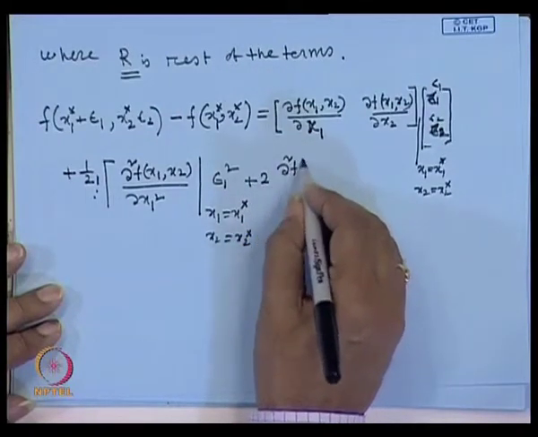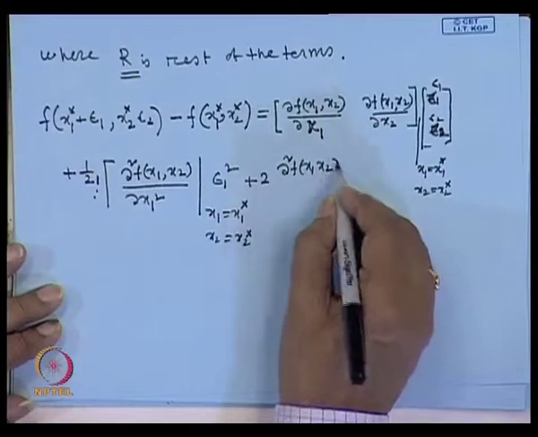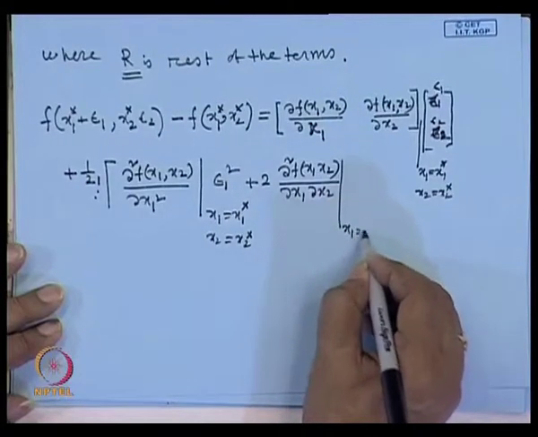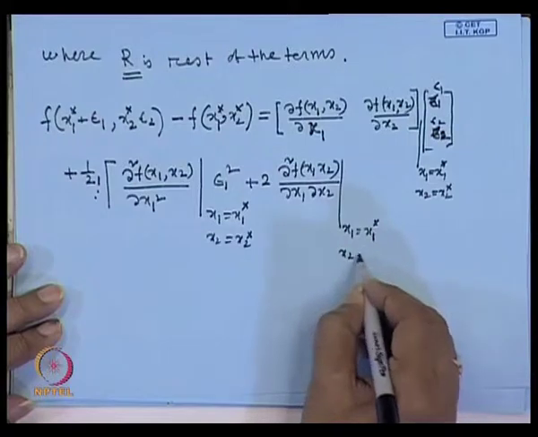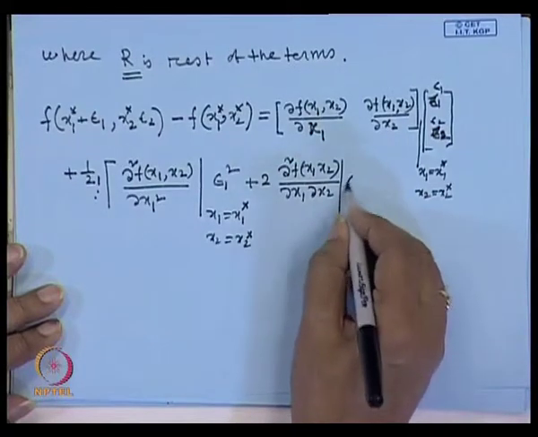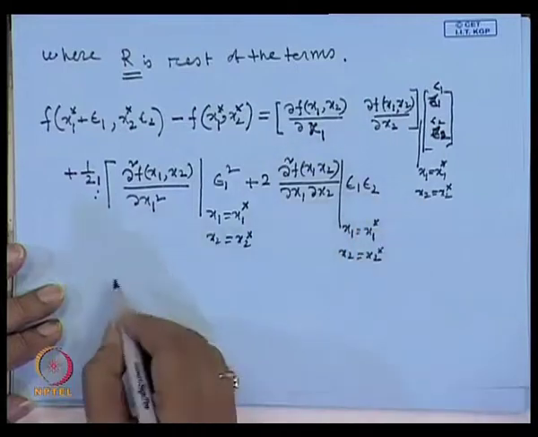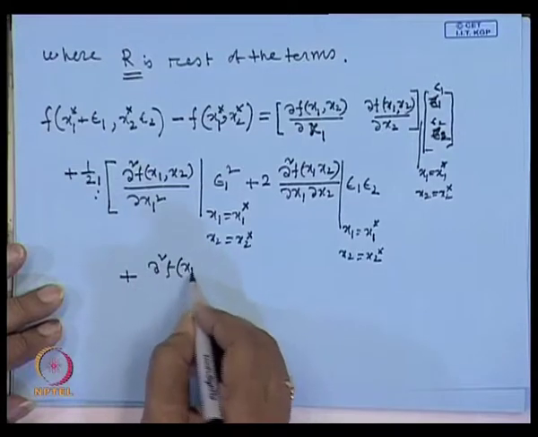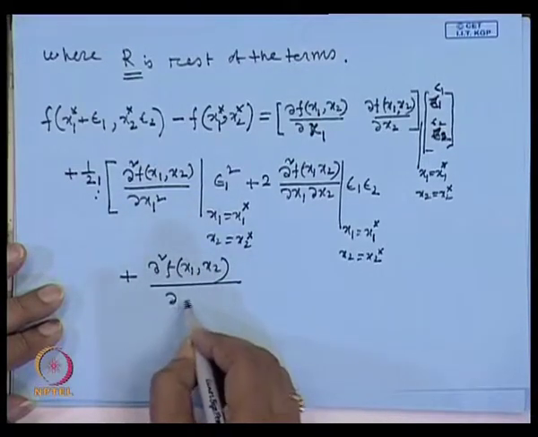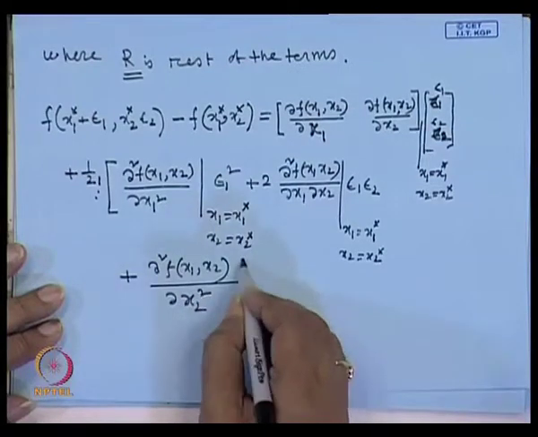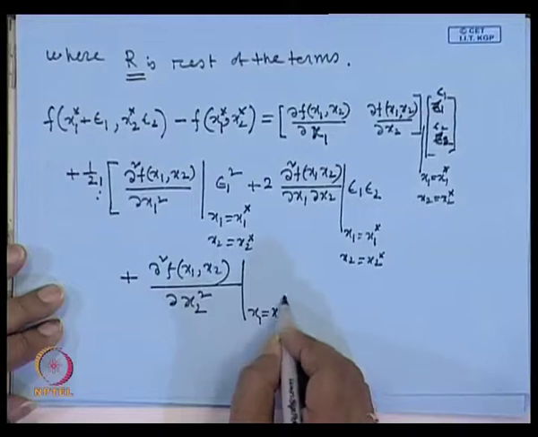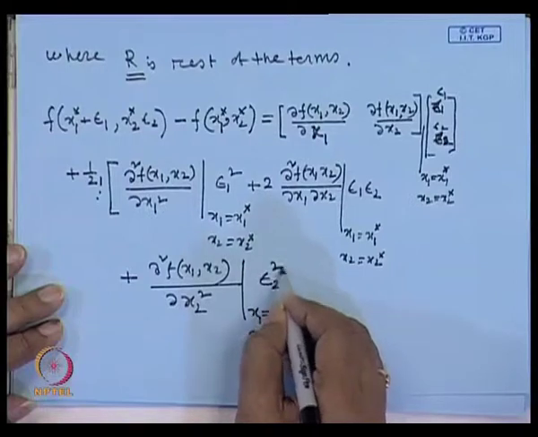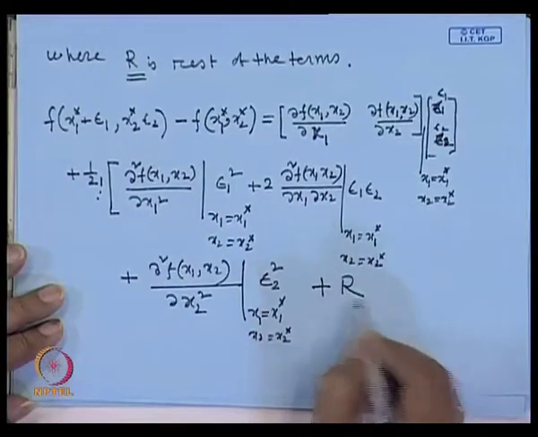Next is 2 times del square f by del x1 del x2, with x1 equal to x1 star and x2 equal to x2 star, multiplied by epsilon 1 and epsilon 2, plus del square f by del x2 square, differentiating with respect to x2 twice, with x1 equal to x1 star and x2 equal to x2 star, multiplied by epsilon 2 square, plus the rest of the terms which is denoted by r.